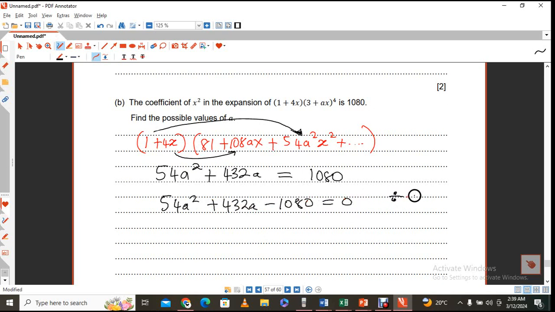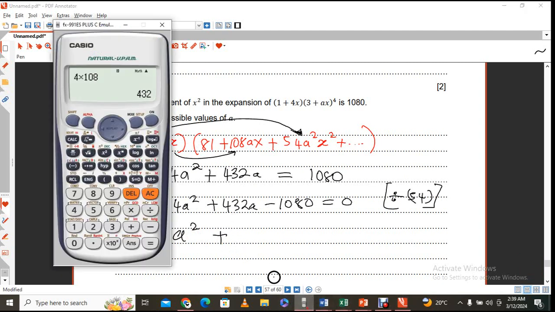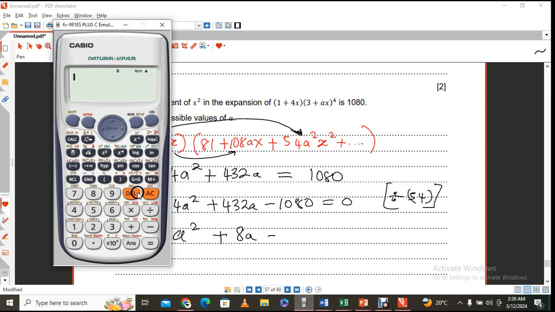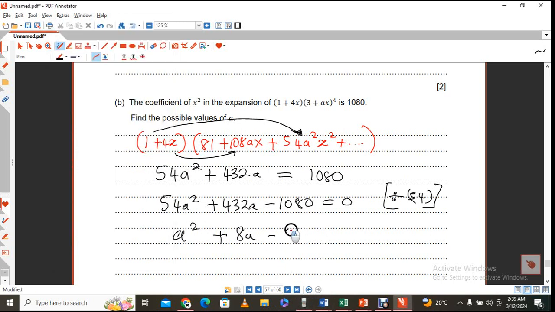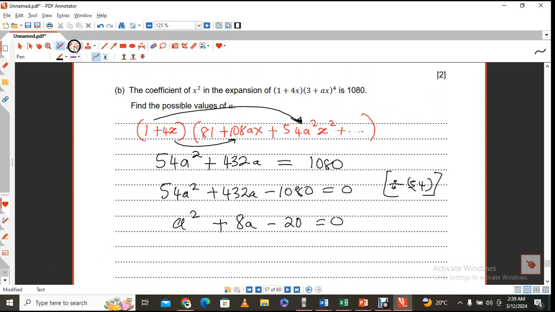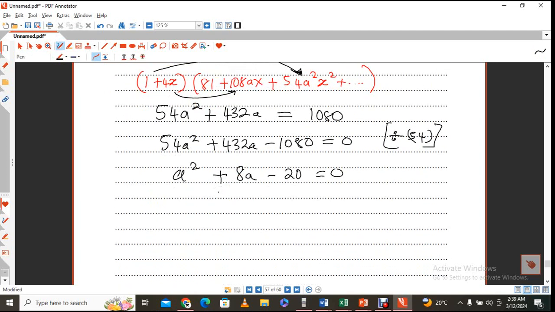And if you have a look at this, you will see that 54 goes into all of this. Here it will be a squared. 54, if you divide that by 54, it's 1. 432 divided by 54 is 8, so 8a, and 1080, if you divide that by 54, you get 20, that's minus 20. Now the equation looks kind of easy for us, because the question says find the possible values. Again, very important, possible values of a. That implies that there will be more than one answer for the value of a. So hence you have a quadratic equation that has got two solutions.